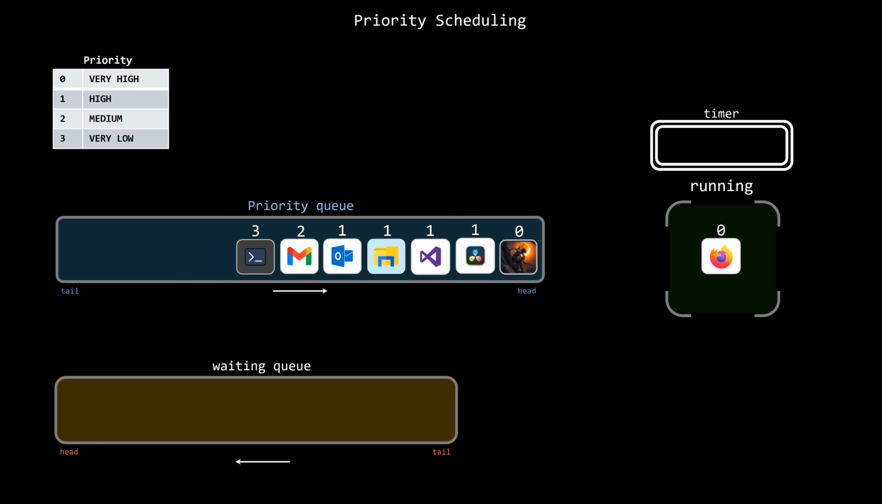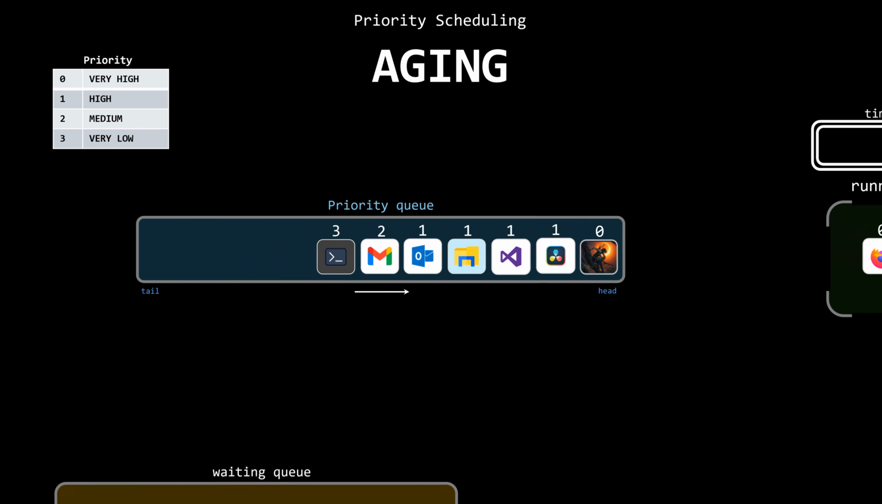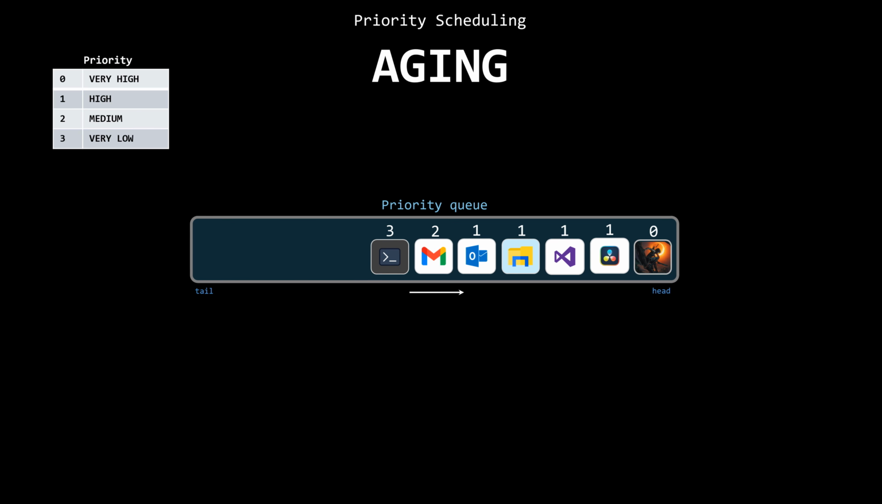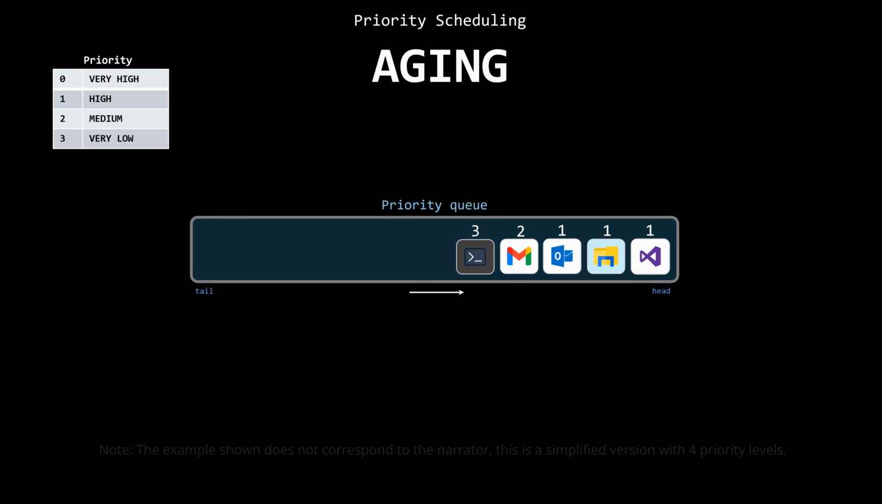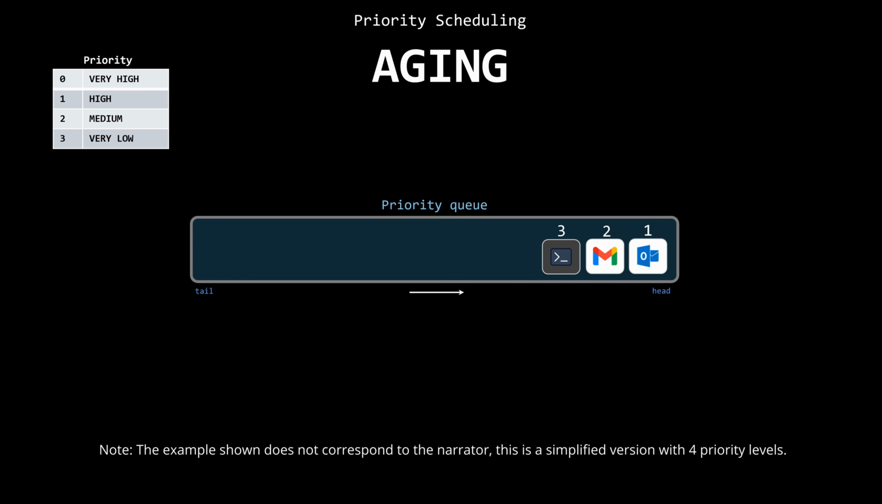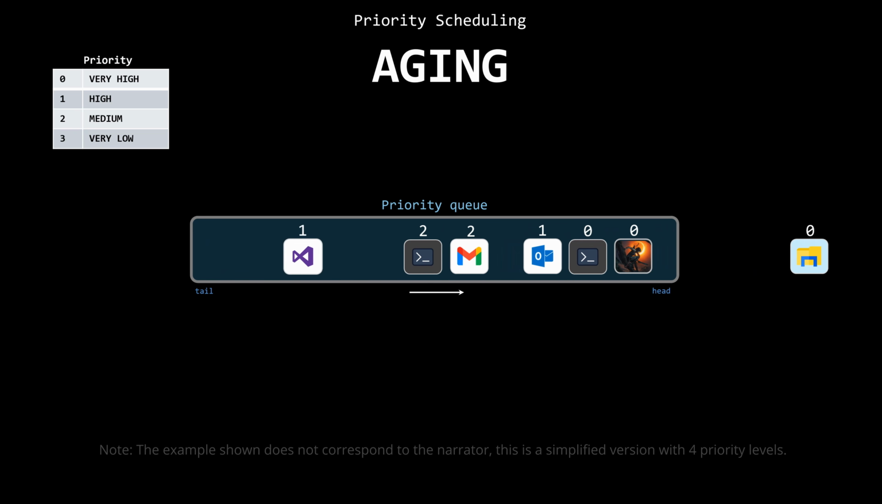A solution to the problem of indefinite blockage of low-priority processes is aging. Aging involves gradually increasing the priority of processes that wait in the system for a long time. For example, if priorities range from 127, low, to 0, high, we could periodically, say, every second, increase the priority of a waiting process by 1. Eventually, even a process with an initial priority of 127 would have the highest priority in the system and would be executed.